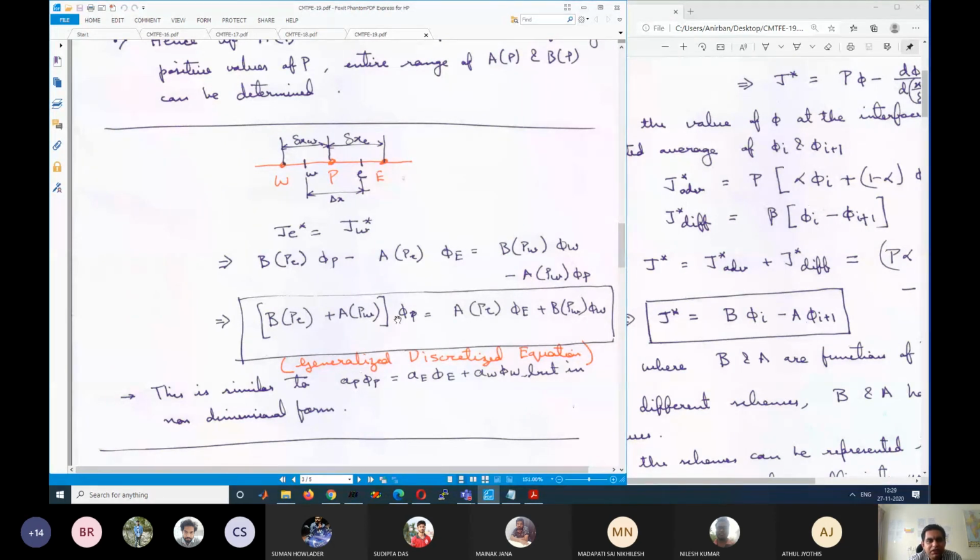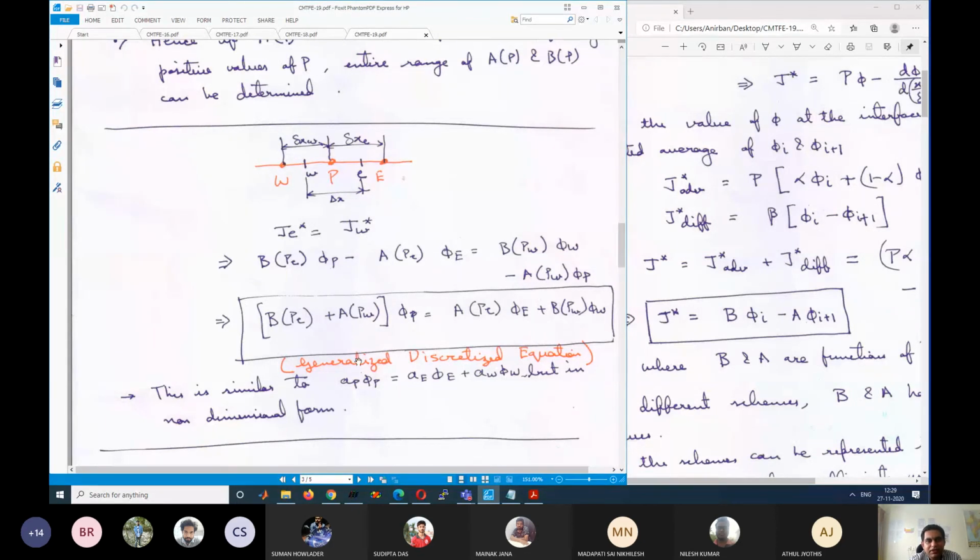So B(P_E) plus A(P_W) means if you have an expression of B in terms of P, say B is equal to 1 plus P, then I have to write for this case 1 plus P_E. And if A is 1 minus P, I have to write 1 minus P_W. So B(P_E) plus A(P_W) times phi P is equal to A(P_E) phi E plus B(P_W) phi W.